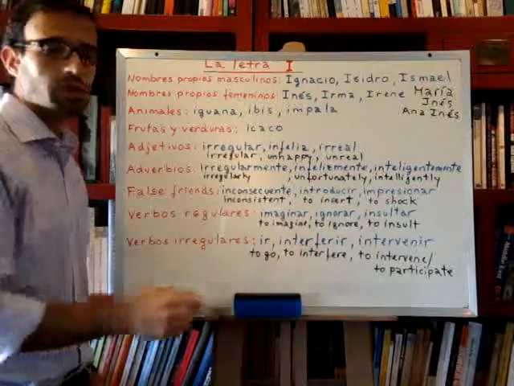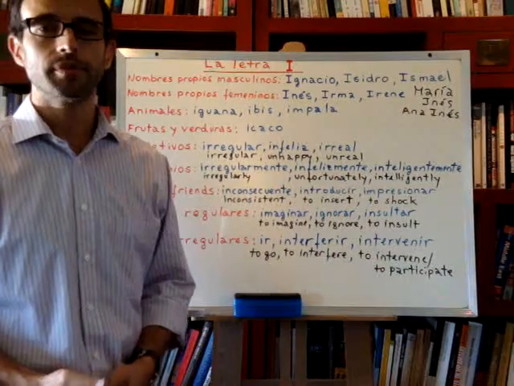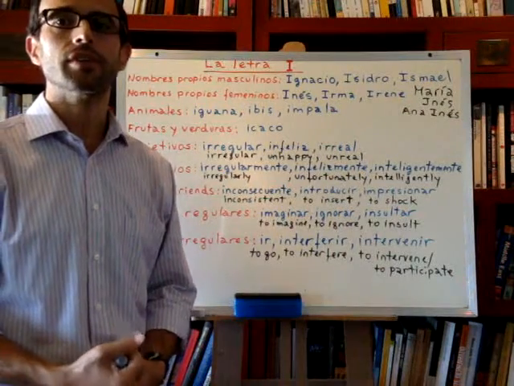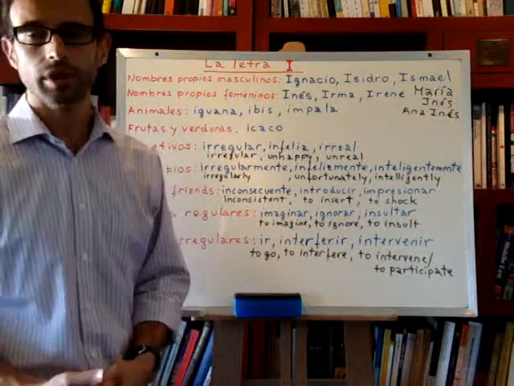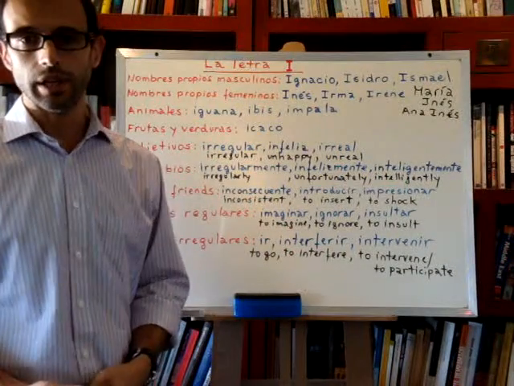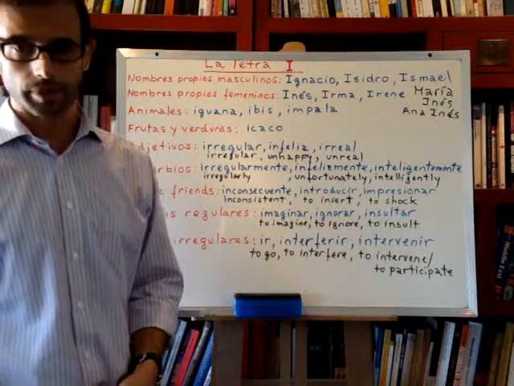Iguana es un tipo de lagarto, ¿sí? The iguana is a type of lizard or reptile. Es un tipo de reptil en realidad, no de lagarto. La iguana es un tipo de reptil. The iguana is a type of reptile.